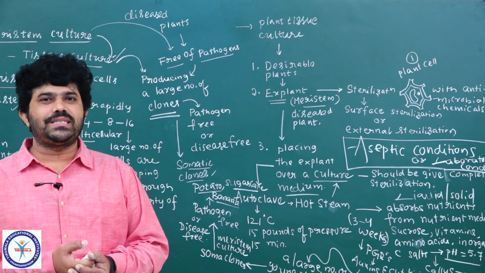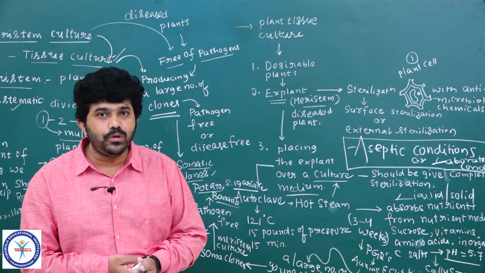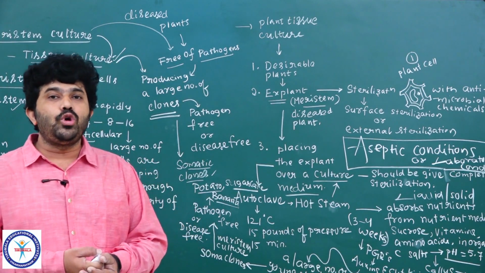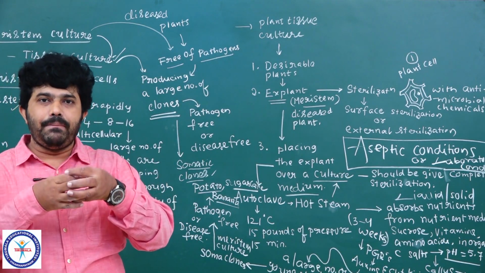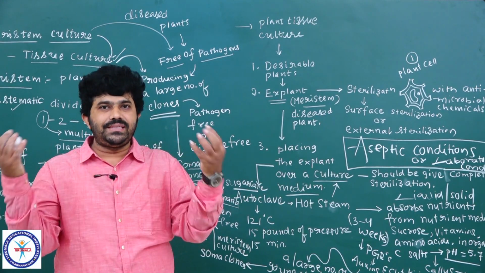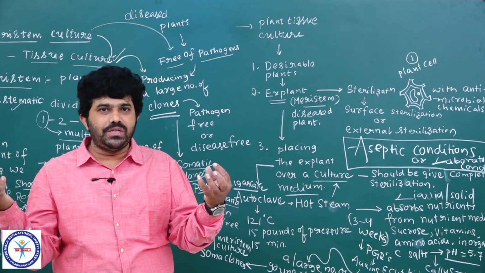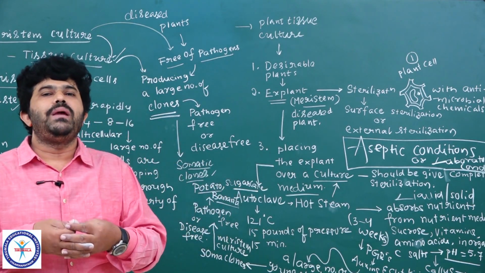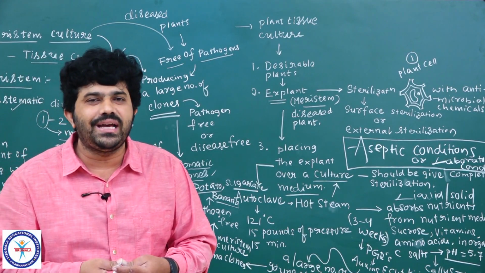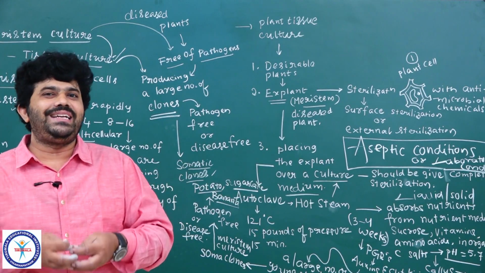So now we are going to discuss somatic hybridization or protoplast fusion. What is the next method? Protoplast fusion. Fusion means combining. We have to unite two different cells and fuse their genetic information and cytoplasmic information to form a single cell, which we call what? A hybrid cell. A hybrid cell with two different characters.